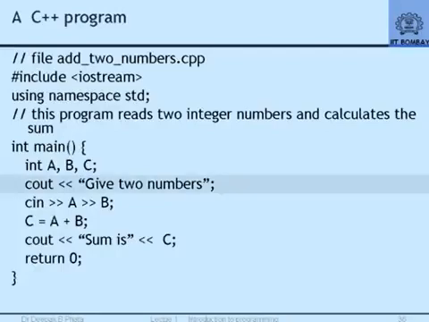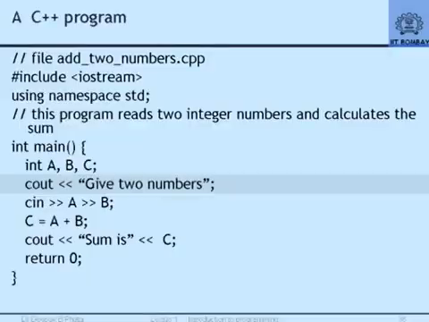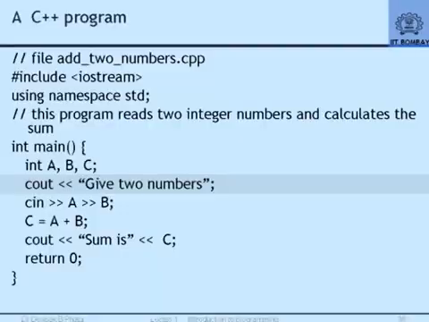Next instruction, cout less less, give two numbers. Can you relate it to something? It's an output instruction. Instead of output message, we are saying cout less less message. Why cout and less less? This is the equivalent in C++ of saying output. So this also can be understood. The behavior of C++ will be exactly the same as Dumbo's behavior. So we understand this.